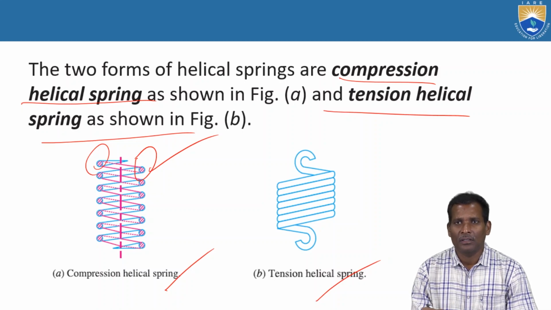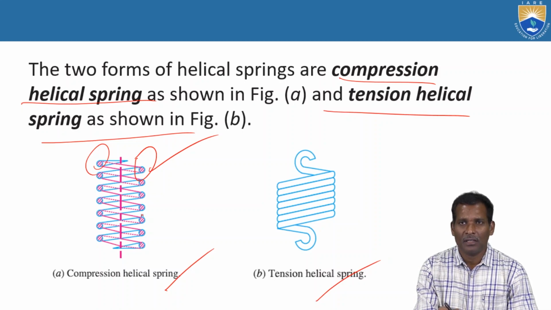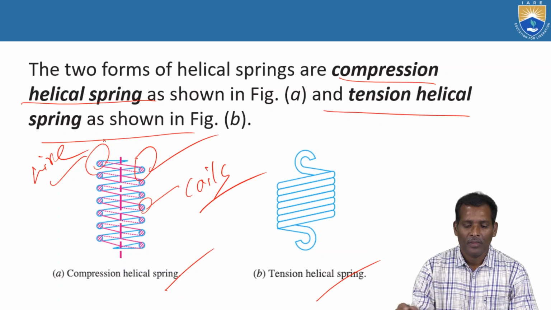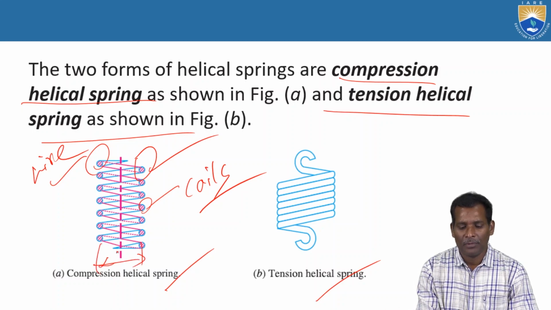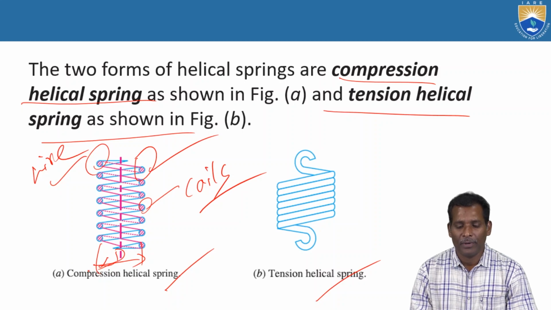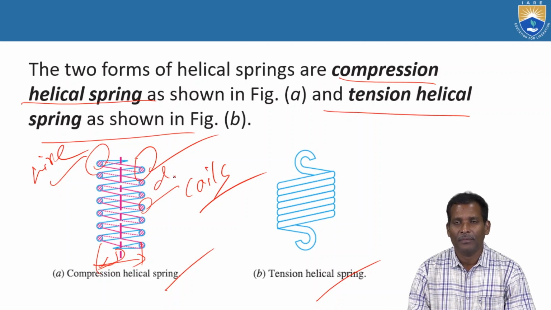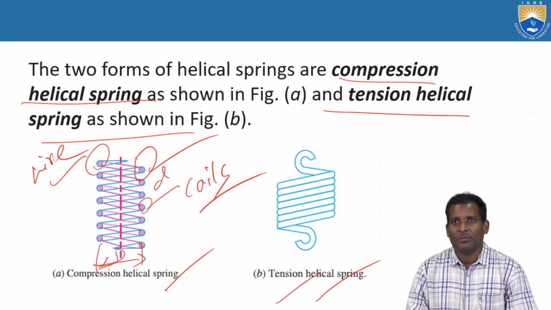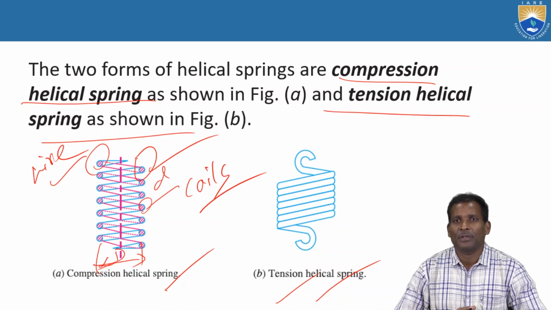In this figure, the major terms are shown. These are called coils and wire cross section. The capital D is the mean coil diameter and the small d is the wire diameter. Similarly in tension helical springs also. These two types of springs are used for mechanical applications, depending upon loads.